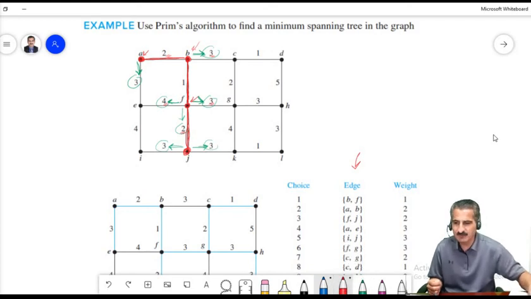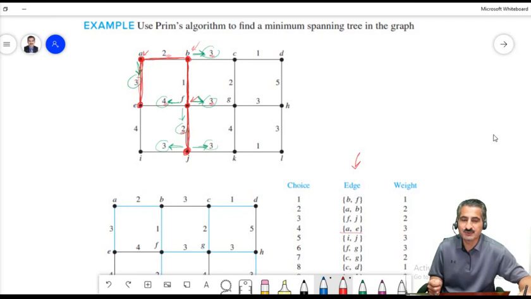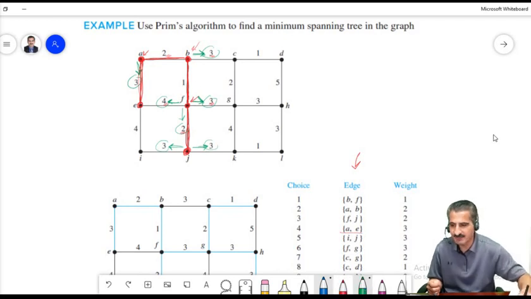And we will go with the choice of the book. It chose this one here. Okay? Now, the vertex E has joined the tree, and from E I can see 4.